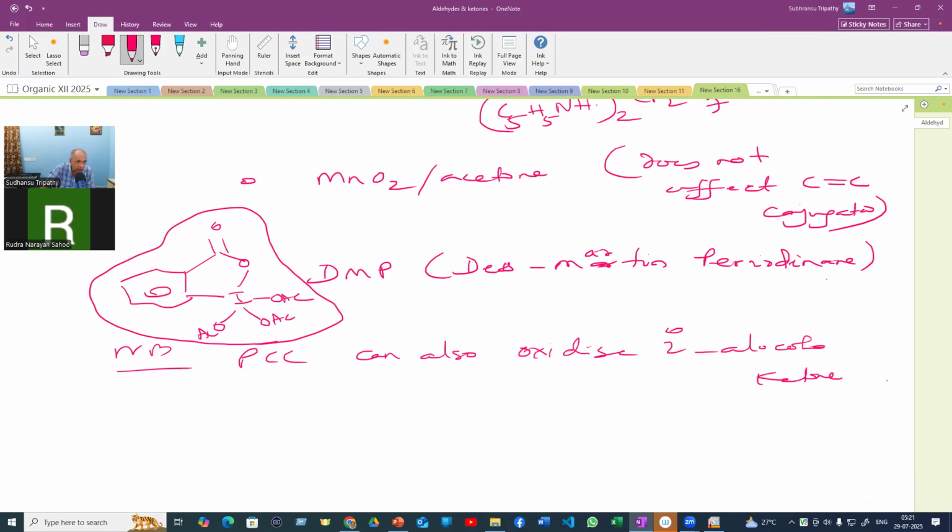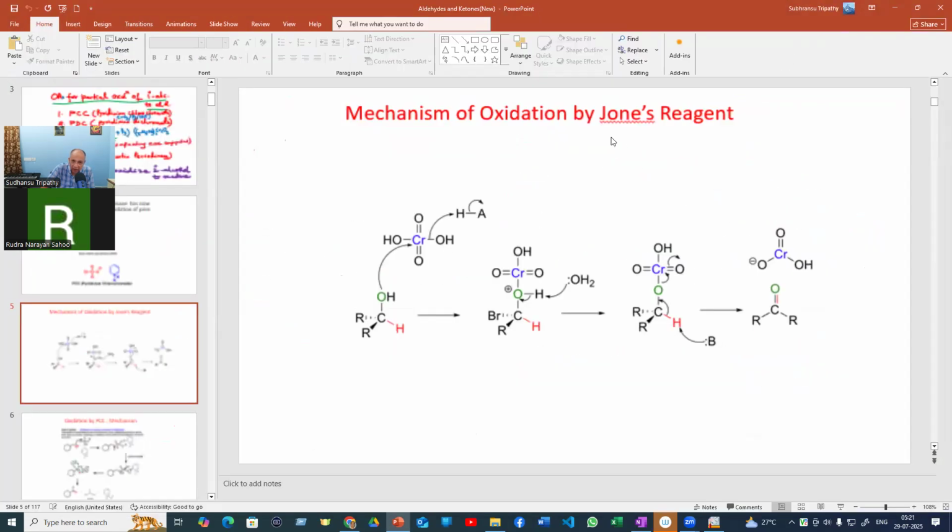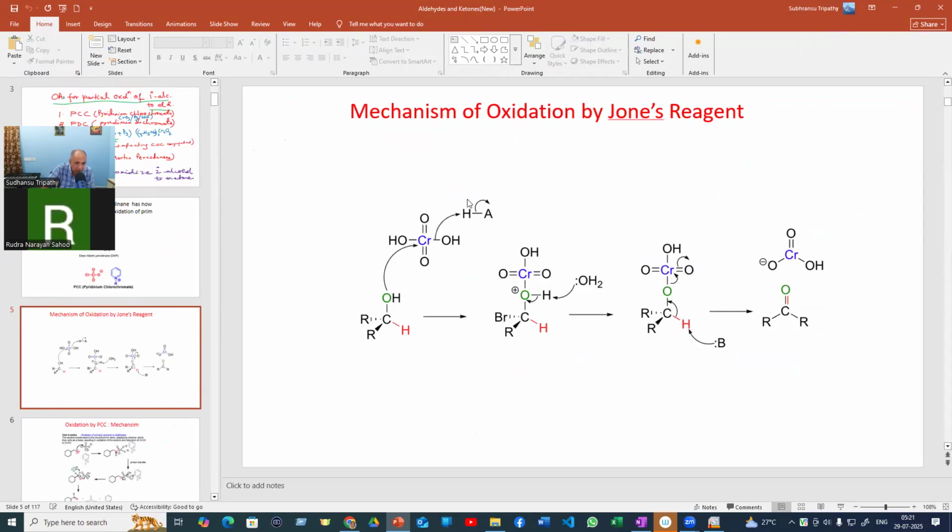Now in the file, you can find the mechanism. Jones reagent, which is chromic acid, in fact chromium trioxide with water in presence of acid, gives chromic acid, H2CrO4, and then this primary alcohol here, or secondary alcohol, whatever. Here a secondary alcohol is taken. So the lone pair attacks chromium, OH minus goes as water, and then this O carries plus, and there is deprotonation.